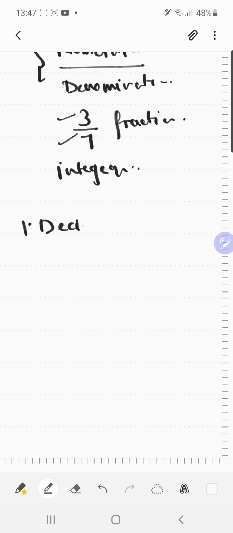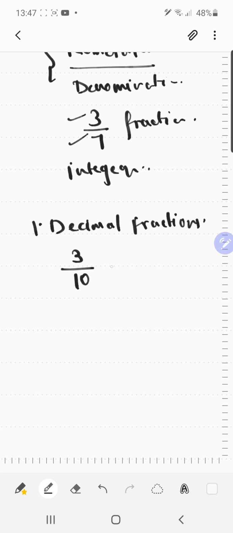One is decimal fractions. What do you mean by decimal fractions? A fraction whose denominator is 10, we call it a decimal fraction. For example, if I give 3 upon 10, we can easily convert this into 0.3, because there is a 1 and a 0, so we will take this as 0.3. So this is called a decimal fraction.